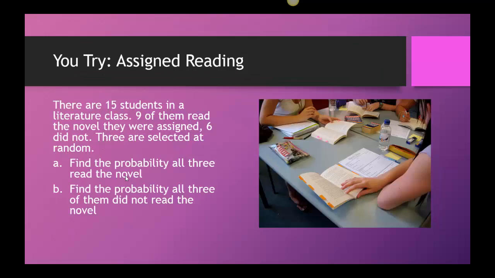All right, so here's a you try. Change the scenario again, but this time I gave you 15 students in a literature class. They were assigned a novel to read. 9 of them read it, 6 of them didn't. We're going to select 3 at random. I want you to A, find the probability all 3 read the novel, and B, find the probability all 3 of them did not. So give yourself a couple minutes, pause the video for sure, write it out, make sure that you're going to get the same answer that I get, and come back and check it.